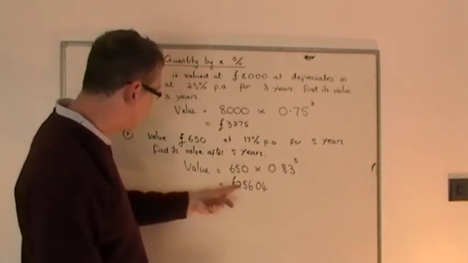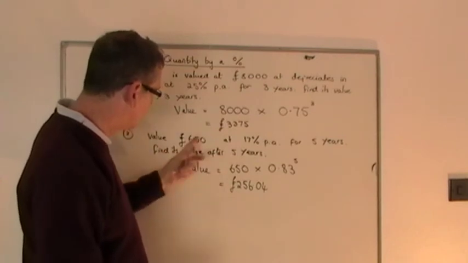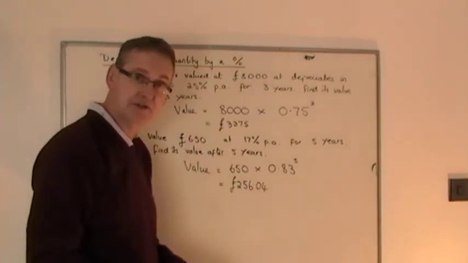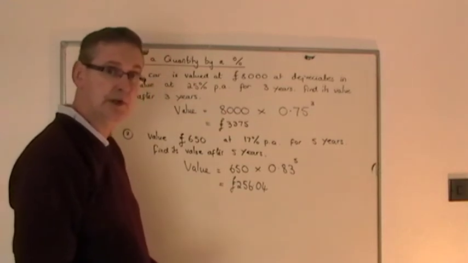And obviously if you wanted to know how much the depreciation was, you'd say 650, take away that, and whatever the difference is, that's how much the depreciation would be over the 5 years.